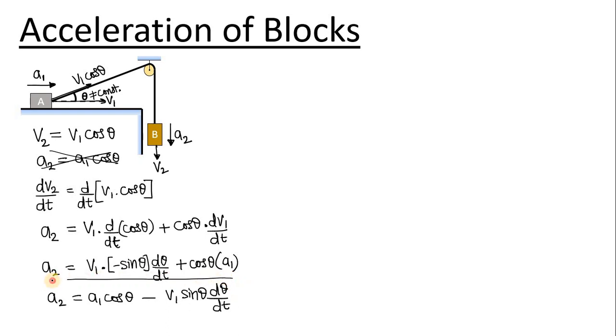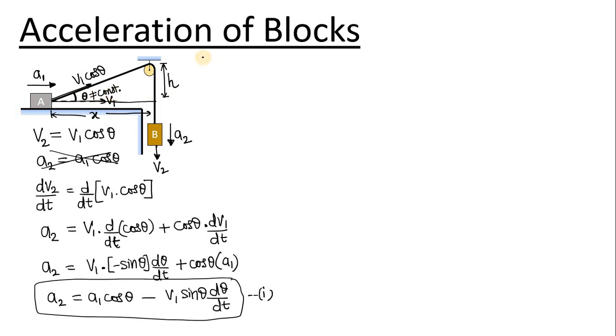Okay, let it be equation number 1. But this is not the final answer, because this d theta by dt doesn't look good here. Let us find out the value of d theta by dt from this triangle. Once again, let me draw this triangle here. In this right triangle we had taken the height as h, the base length as x, and the angle theta.